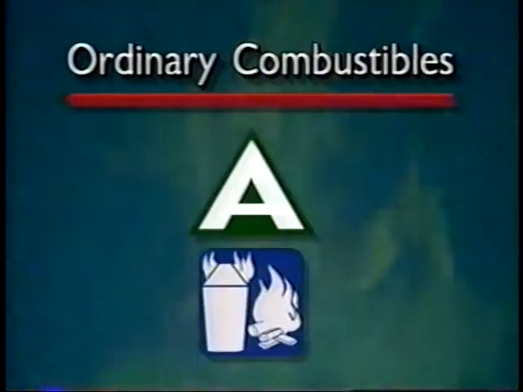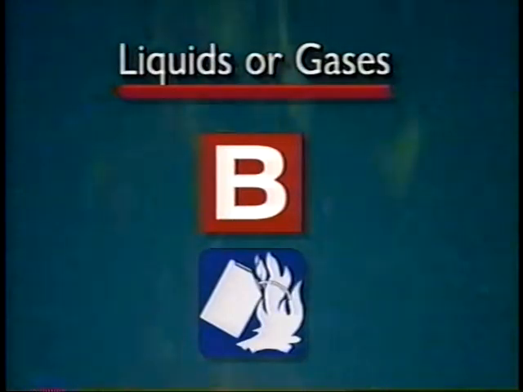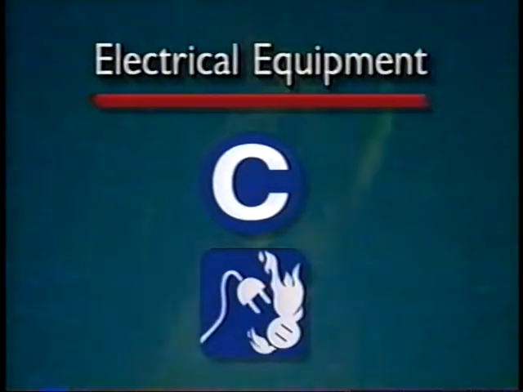Extinguishers are labeled A, B, or C, and may have a pictograph depicting the type of material it is designed to put out. Class A extinguishers put out fires on ordinary combustibles and are labeled with an A and/or a pictograph. Class B extinguishers smother fires involving flammable liquids or gases and are labeled with a B and/or a pictograph. Class C extinguishers put out fires in or near electrical equipment and are labeled with a C and/or a pictograph.